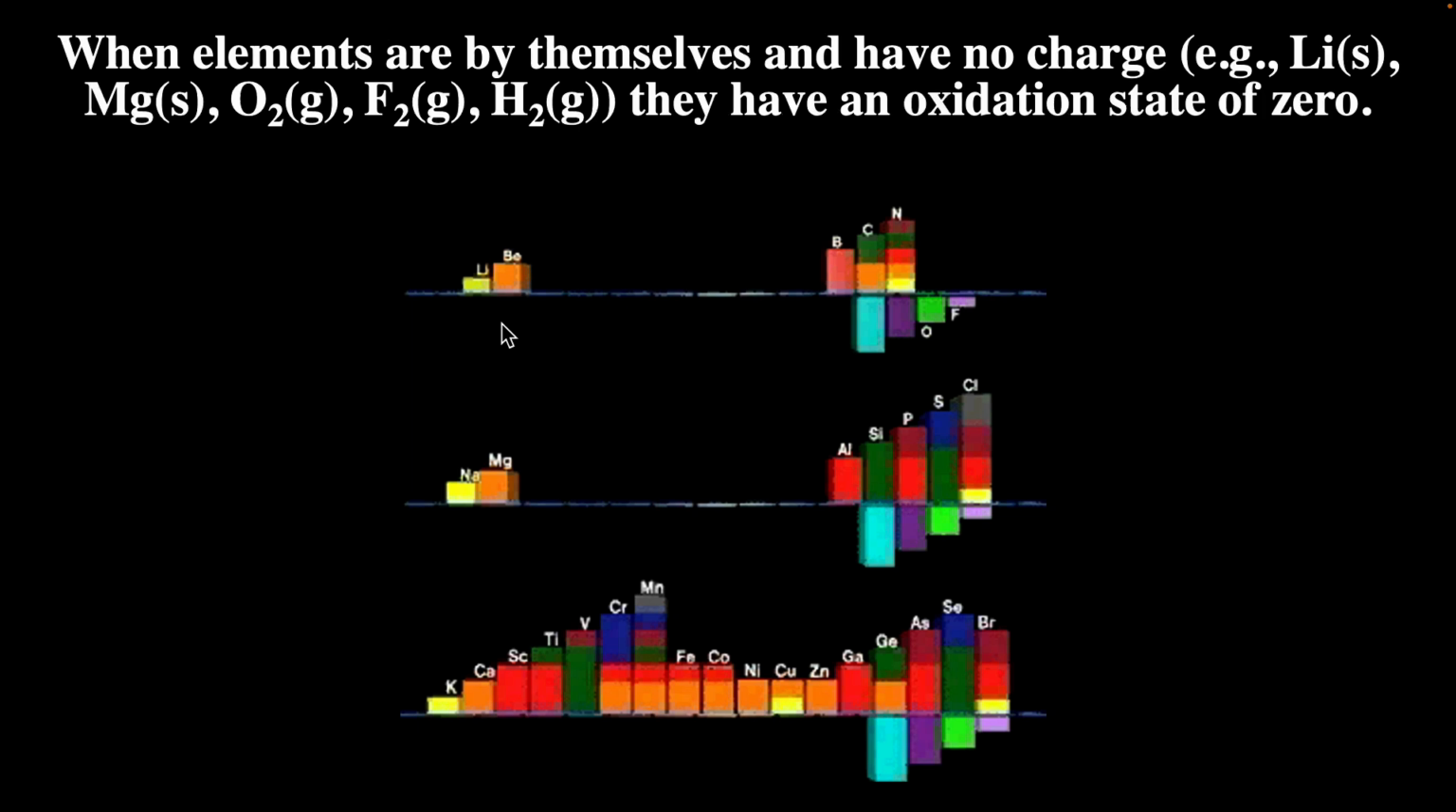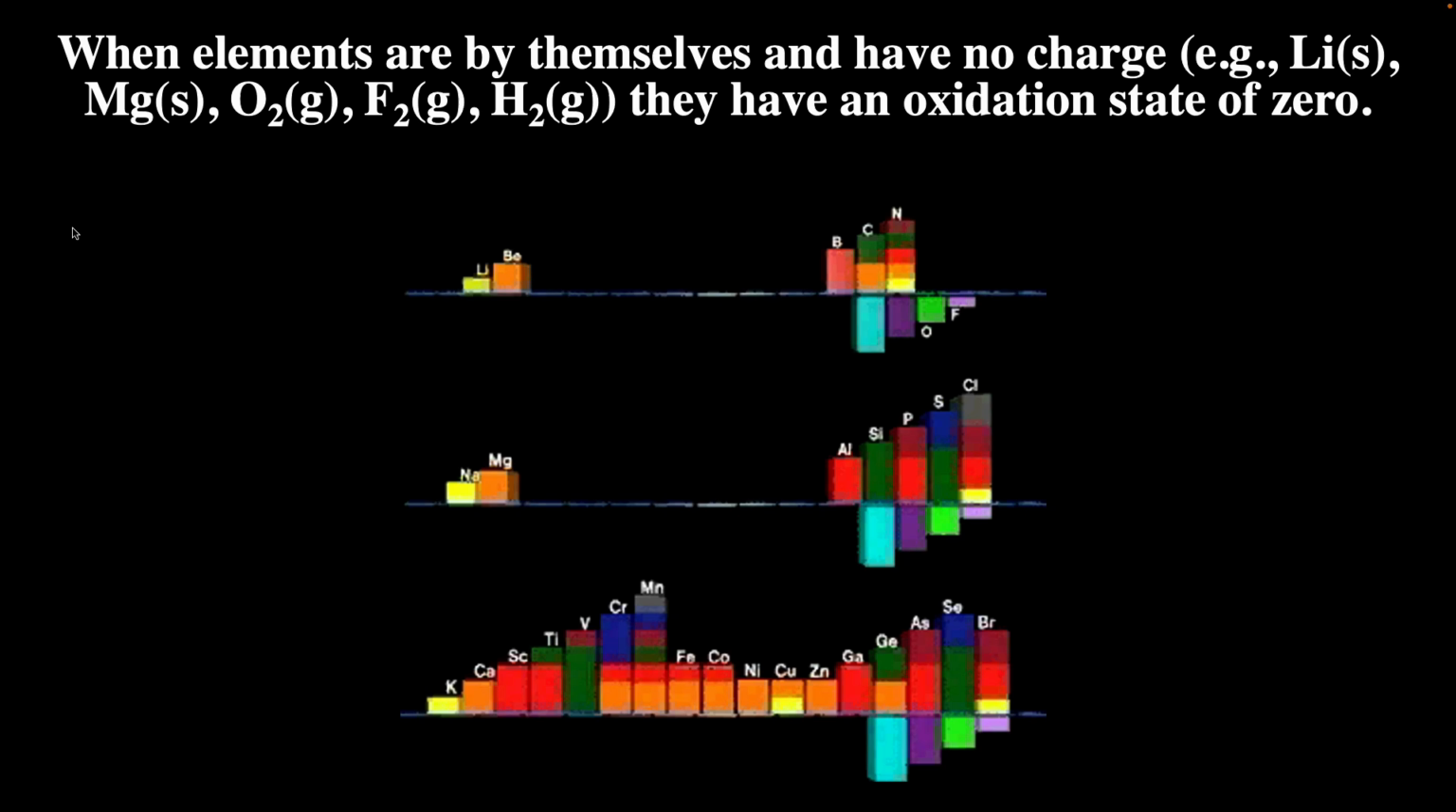When elements are by themselves and have no charge, they have a 0 oxidation state. In a compound, fluorine is typically a -1, but in F2 gas, fluorine has a 0 oxidation state. In a compound, oxygen typically has a -2 oxidation state, but in O2 gas, the oxygen will have a 0 oxidation state. In a compound, magnesium will typically have a +2 oxidation state, but magnesium metal by itself has a 0 oxidation state.